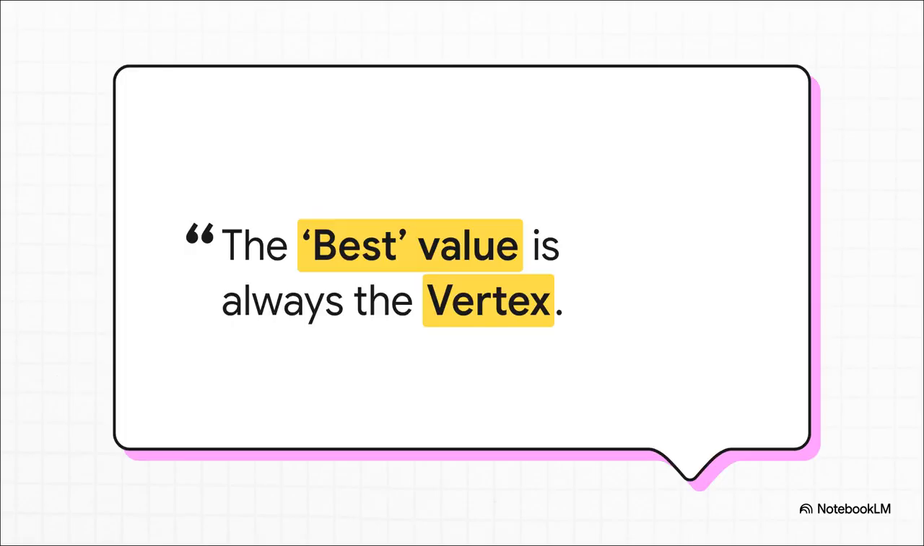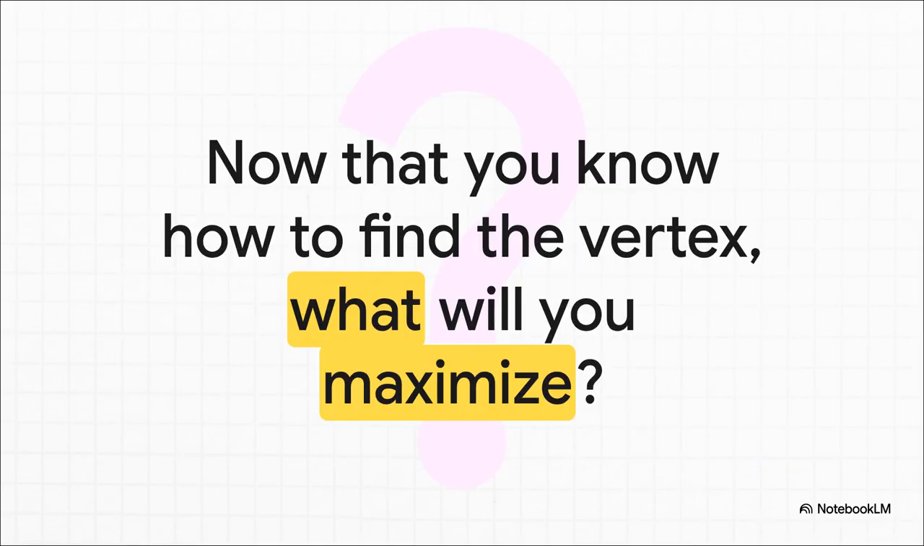Seriously, if you remember just one thing from all this, let it be this. When you're looking for the best possible outcome in a quadratic situation, the maximum, the minimum, the optimum, the answer is always the vertex. From figuring out the best use of farmland to setting the perfect price for a new phone, the vertex is the key to getting the best possible result. So now that you know how to find it, the real question is, what are you going to optimize?